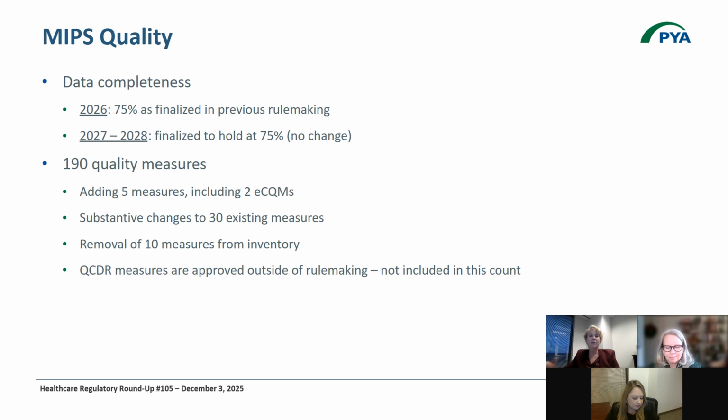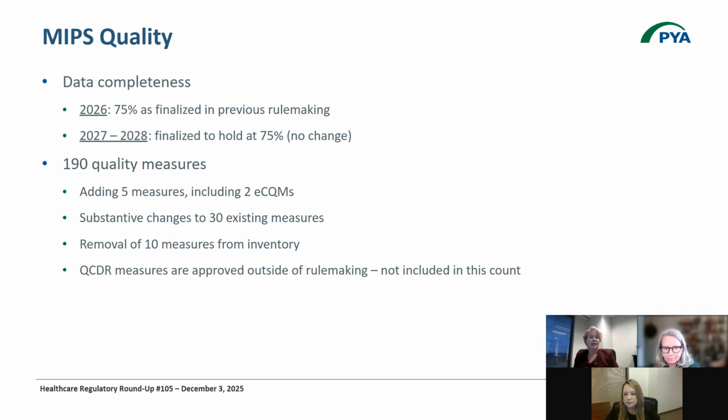So we knew from prior year rulemaking that 2026 would require data completeness of 75%. What was up for grabs this go round was what it would be for 2027 and for 2028. And it was proposed and ultimately finalized with no changes to hold at that 75%, meaning for MIPS quality that we would be reporting 75% of all activity across all payers.